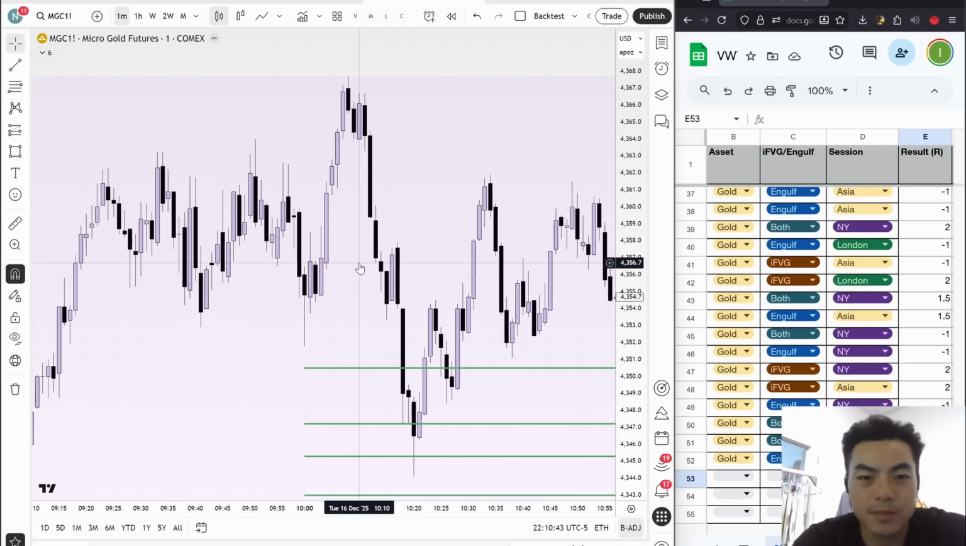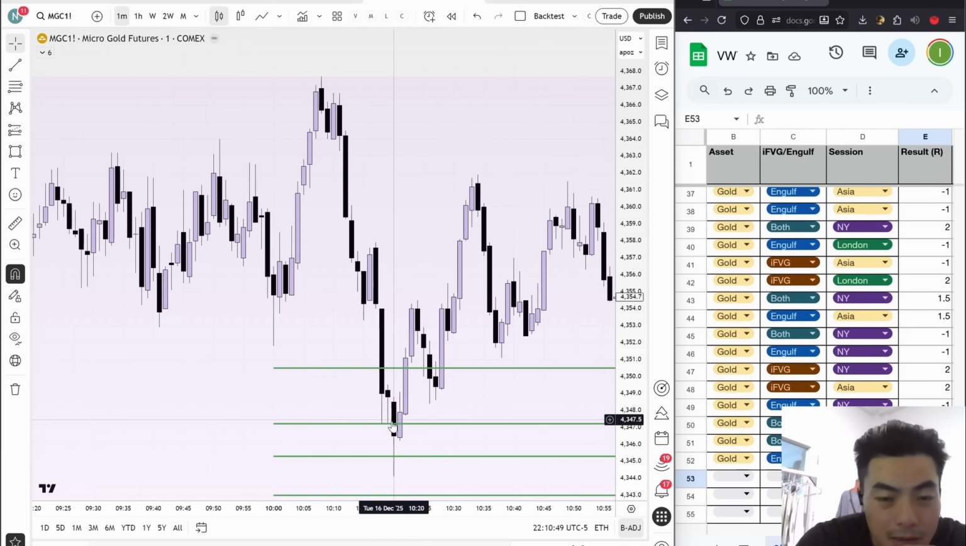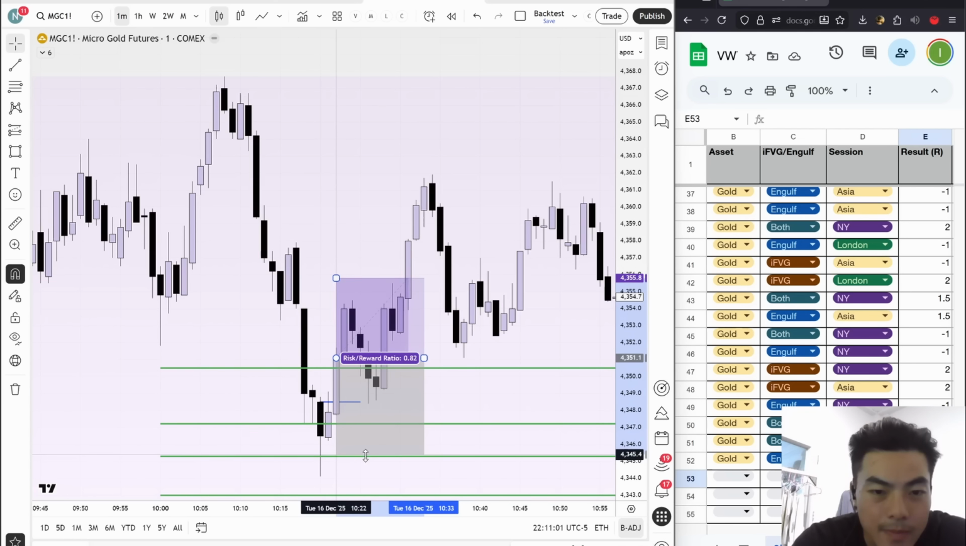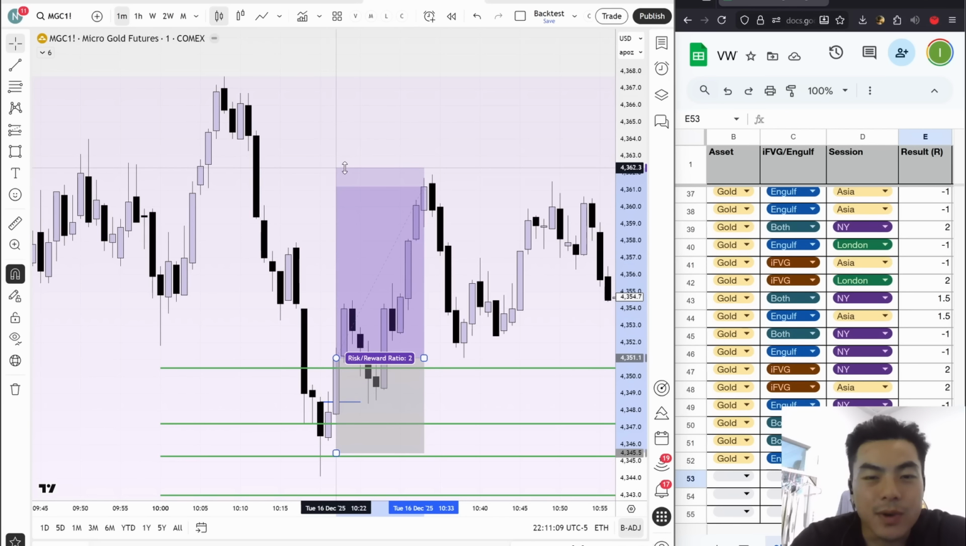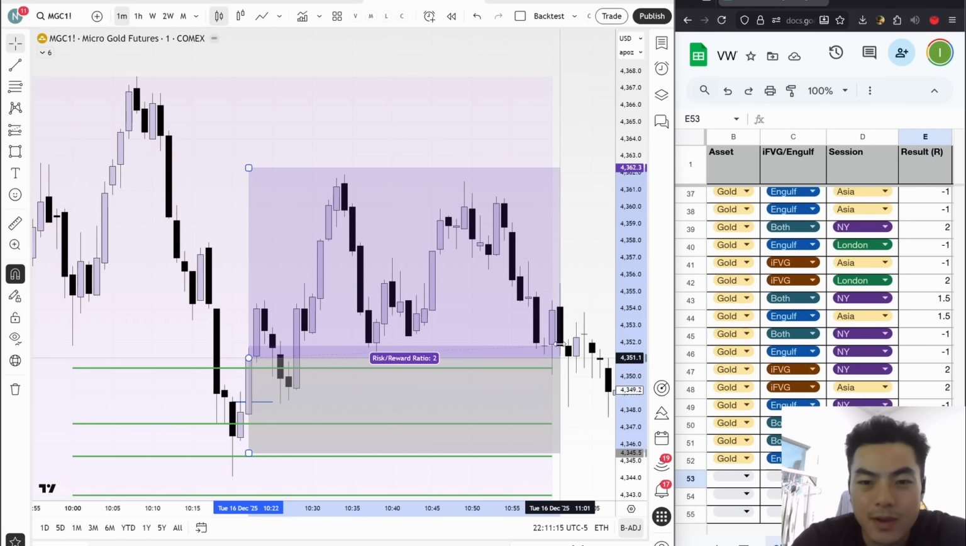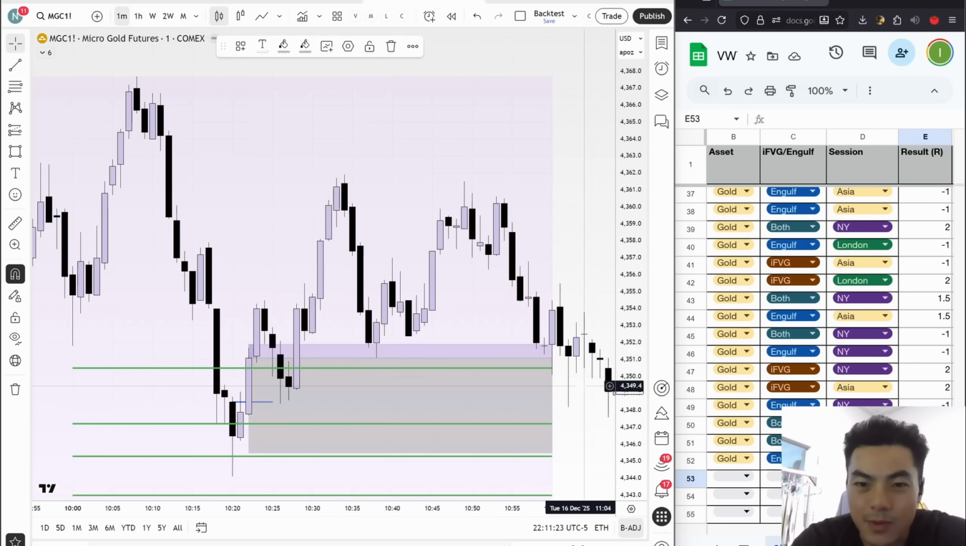Okay. Yeah. New York. Candle opens, we go up, down. And then this would be your engulfing candle. I would put my stop there. That one's a bit too far for my liking. And targeting 2R. Oh wow, actually doesn't hit it. Pretty much get out. Yeah, 0.14R.